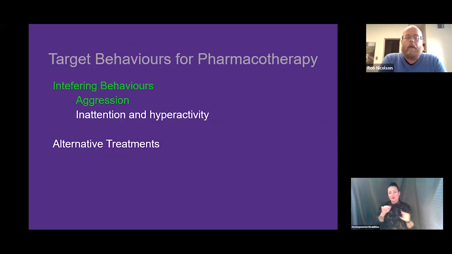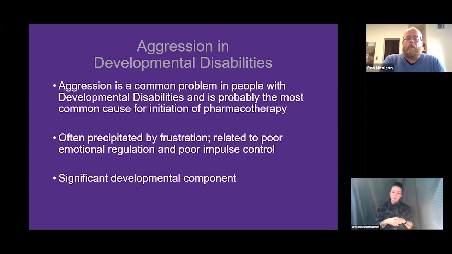So what I wanted to do today is talk a bit about what some of the target behaviors may be for medication use, and then talk briefly about alternative treatments, and hopefully leave lots of time for questions and discussion. So aggression, and by aggression, I mean aggression towards other people, aggression towards oneself, or self-injurious behavior, or property destruction. I suppose calling it emotional dysregulation may be better in some ways, but I think it's by far the most common reason, at least in my practice, that parents and caregivers will ask about the use of medicine and whether it might be appropriate.